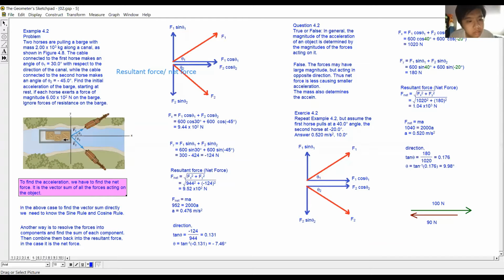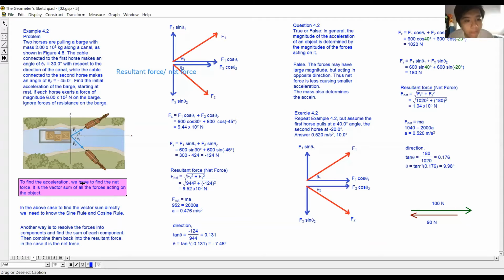To find the acceleration, we have to find the net force first, right? Now this net force is actually the vector sum of all the forces acting on the object. So the object is this one, the barge, the boat that carries logs, luggage, whatever, container, cargo, things like that. But maybe this is in the olden days. That's why they have to use two horses to pull them along.